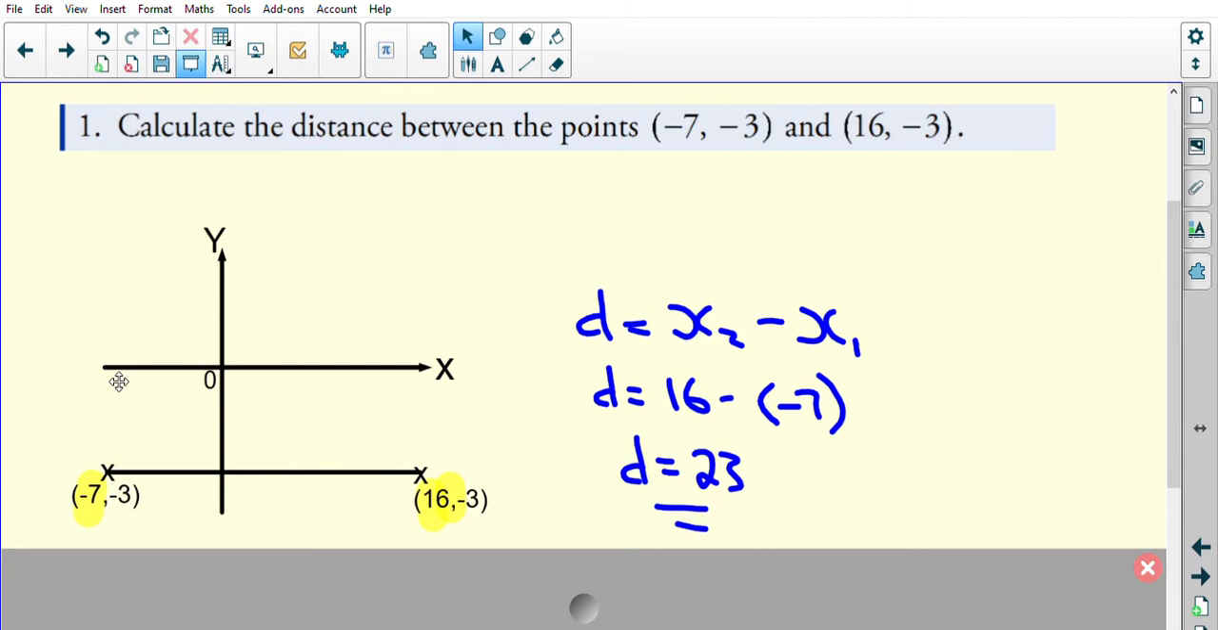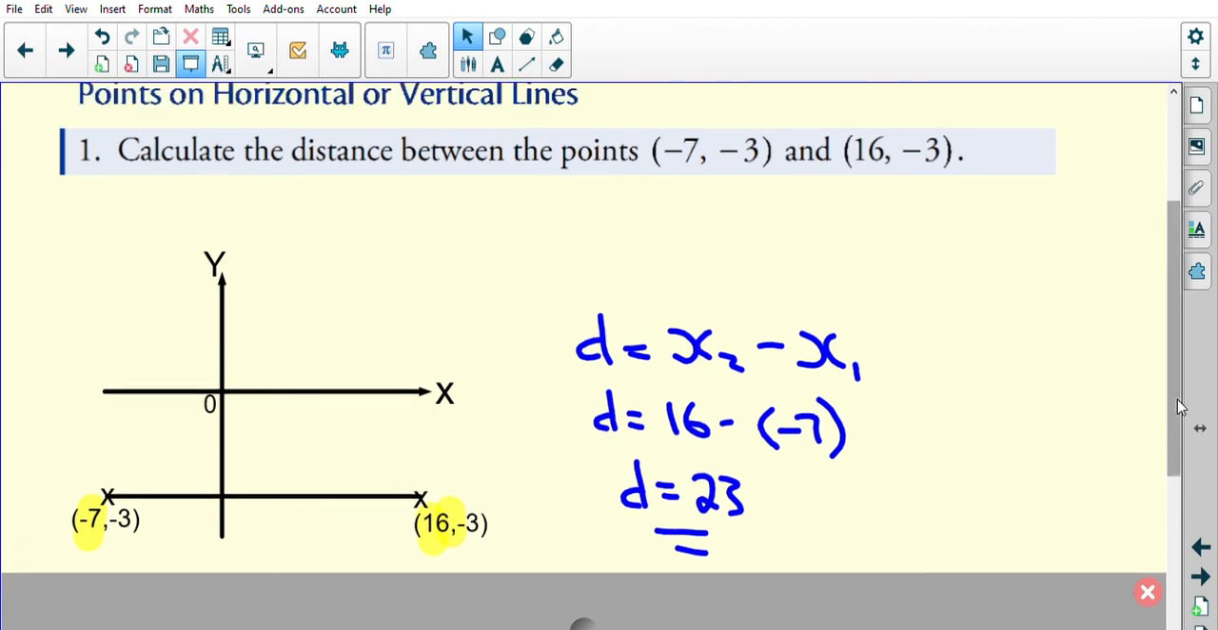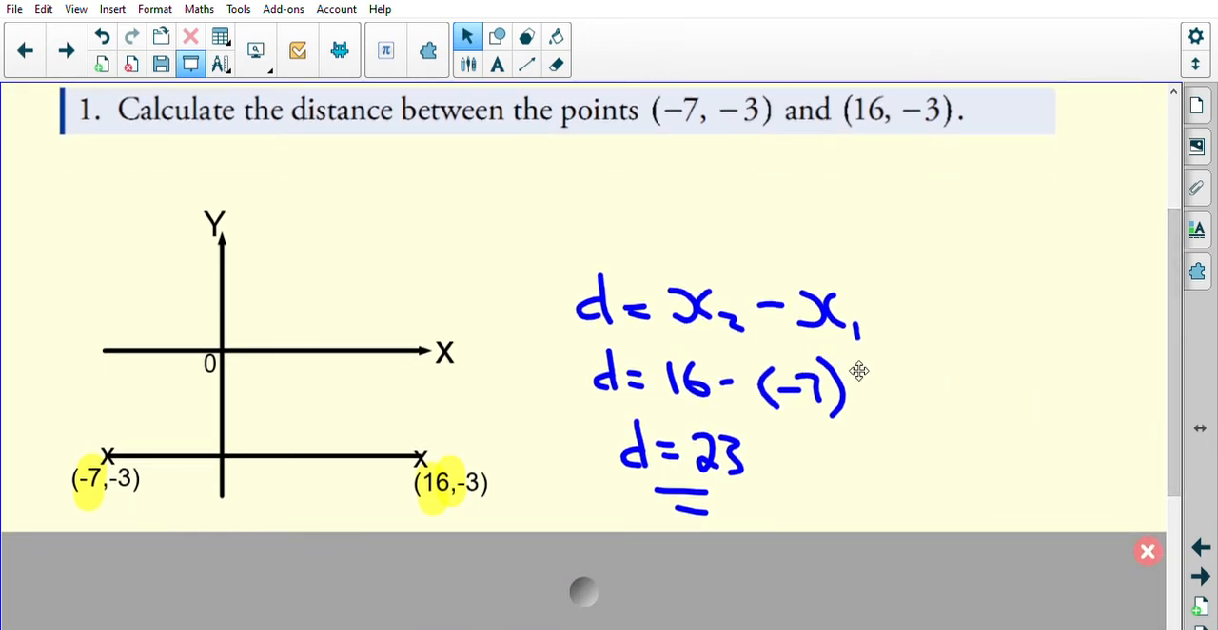To work out our distance for this line, we need to work out the difference between the two x coordinates. So it's x2 minus x1, and if you look at my question, it will be 16 minus -7. Be careful with your negatives here. Two negatives change that to a positive, so it'll be 16 plus 7, which gives you a distance of 23.